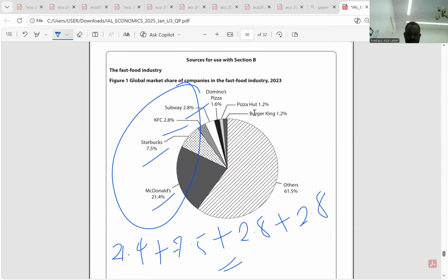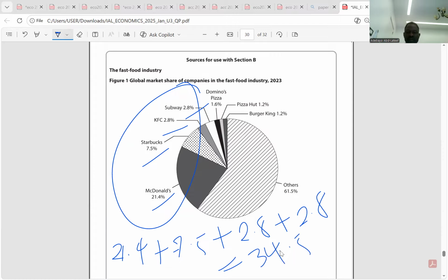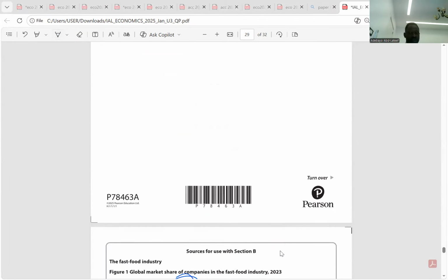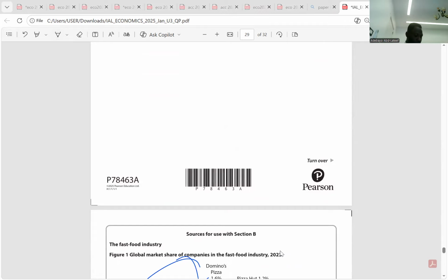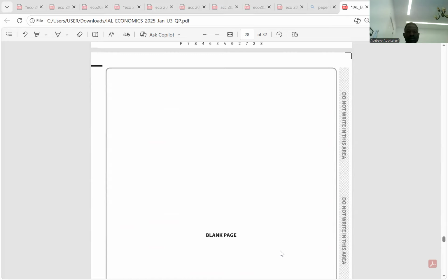And that gives us, let's see, calculator. We have 21.4 plus 7.5 plus 2.8 plus 2.8. 34.5. So that's 34.5. So we go to question 7B. We try to extract C. Explain what is meant by organic growth.